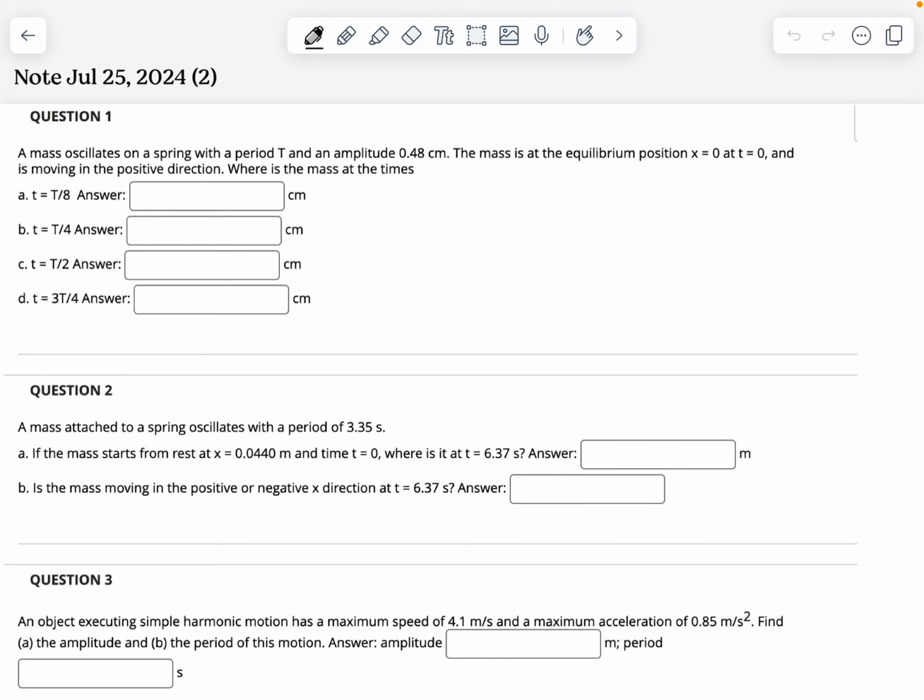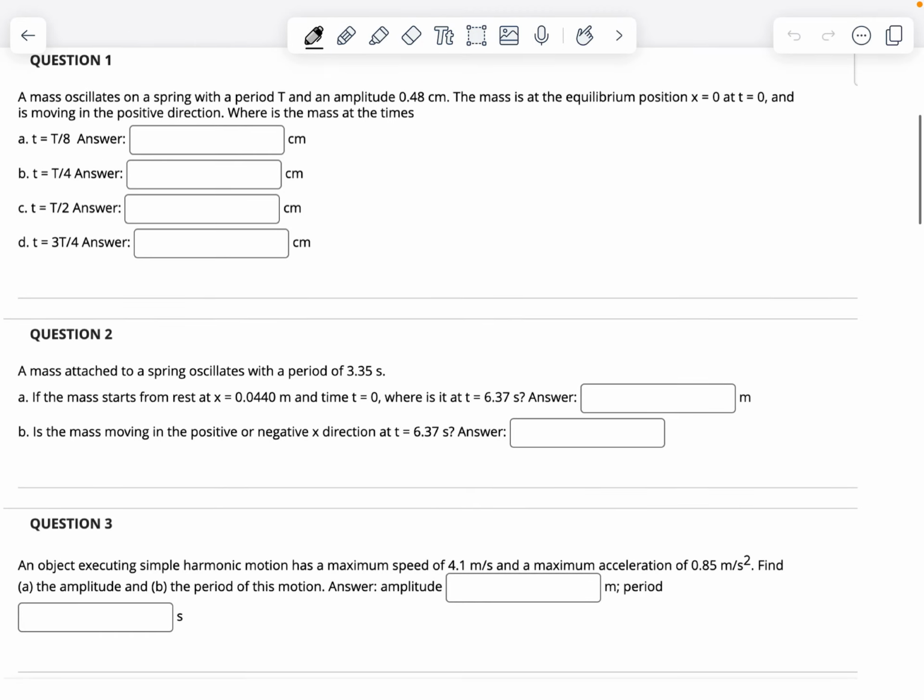Okay, so this is chapter 13 homework. All right, first one: a mass oscillates on a spring with a period T and an amplitude A. So we know T and we know A equal to, let me see, A equal to 0.48 centimeter. The mass is at the equilibrium position, x equal to 0, at t equals 0.